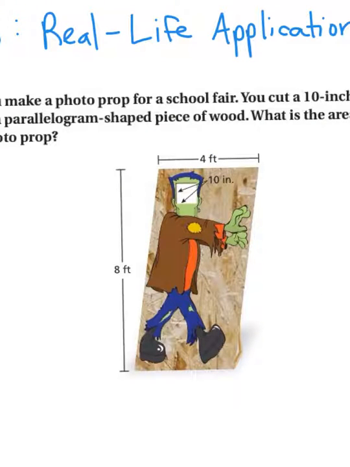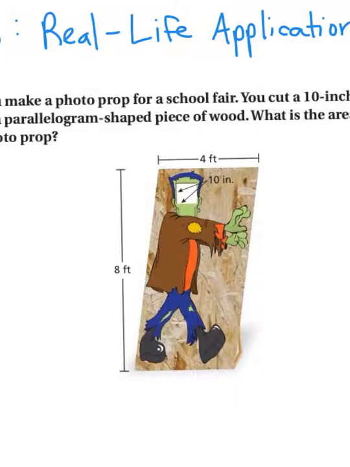The last example this time is a real-life application, and it says you make a photo prop for a school fair, and you cut a 10-inch square out of a parallelogram-shaped piece of wood. What is the area of the photo prop? So notice this is your parallelogram, and they give us a base and a height, and this piece is missing, so that's what we're going to focus on in this problem.